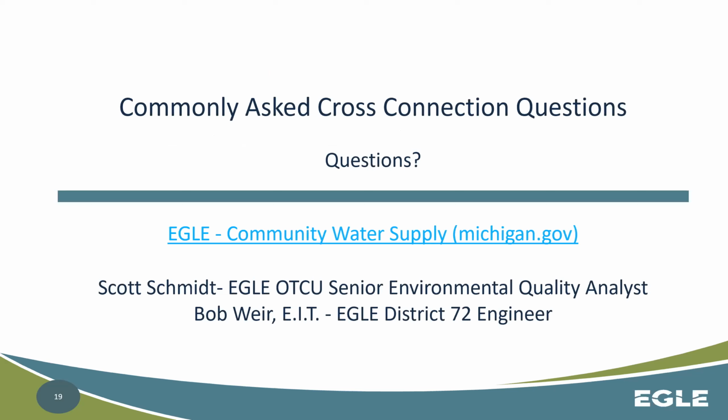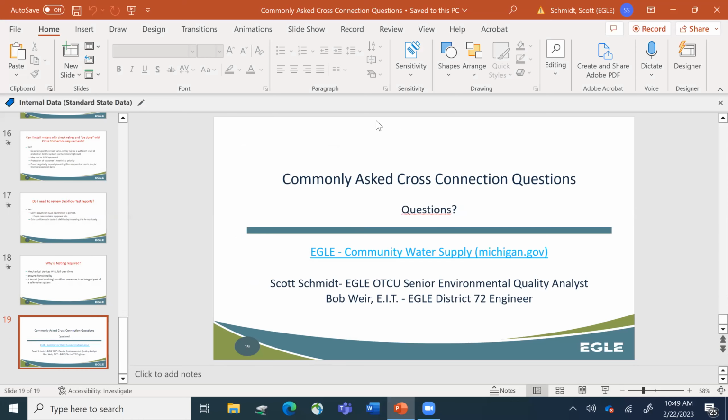Okay, so I am done with my commonly asked cross connection questions, and I hope that you maybe learned a little bit from that, and that it was useful. And I think now we're going to have Bob go ahead and talk about the annual reporting. Yeah, Bob, we can start first just to see if anyone has any questions out there. I want to make sure those get answered from either of these two presentations, because this is stuff you will potentially see on your certification exams, and we want to make sure that you're comfortable with this.